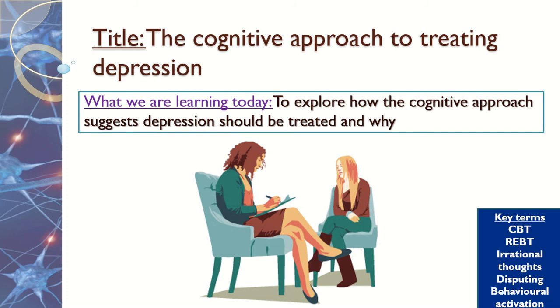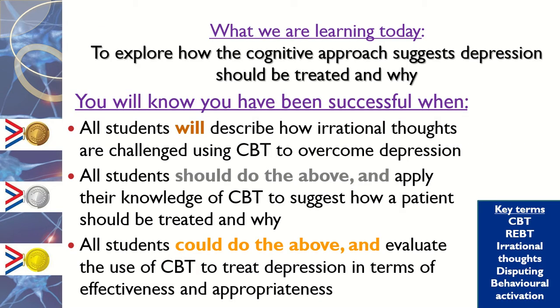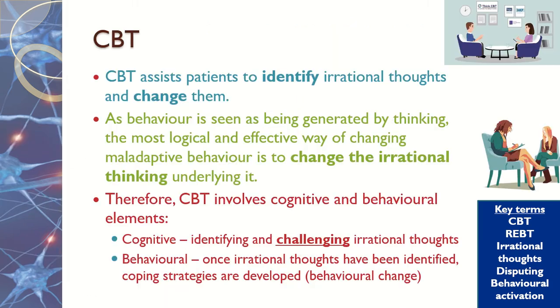Hi everyone, so today we're going to be looking at the cognitive approach to treating depression. Make sure you've looked already at the video on explaining depression because that's going to help you with today's lesson. So we're going to look at describing how irrational thoughts are challenged using CBT. Irrational thoughts are negative and probably incorrect thoughts, in terms of not factually correct. And then we're going to look at applying that knowledge of CBT and looking at the strengths and weaknesses of it.